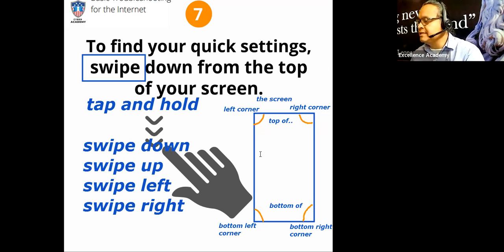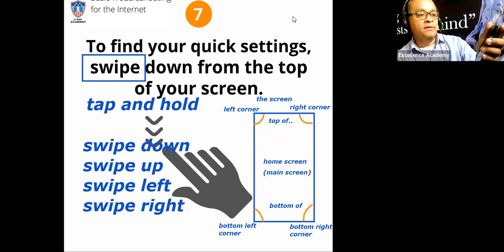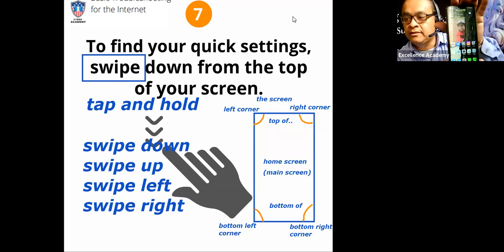Okay. The center or the main screen is called the home screen. The home screen is the main screen. We don't say principal, we say the main screen. The screen that is always the center or the most important screen on your device. That's called the home screen. So on your phone, my home screen is this. This is the home screen.